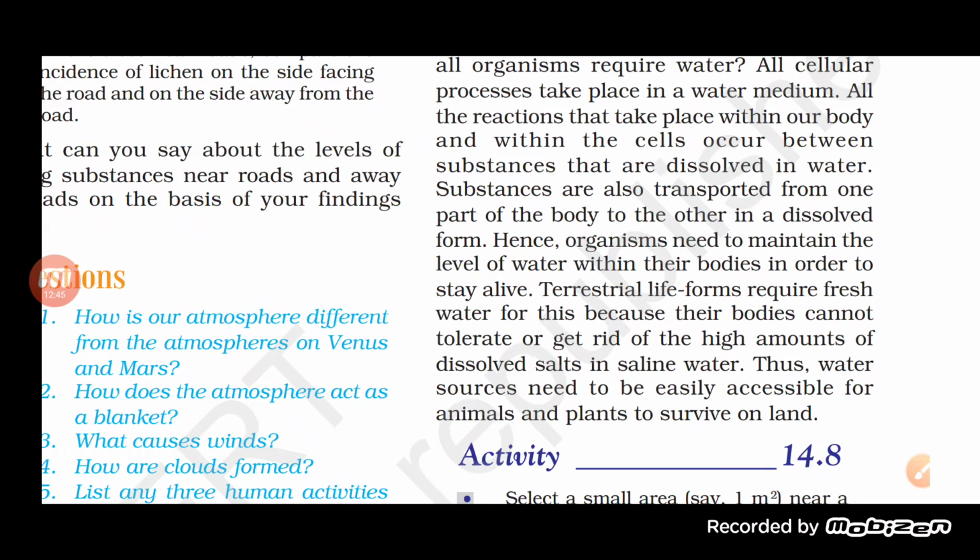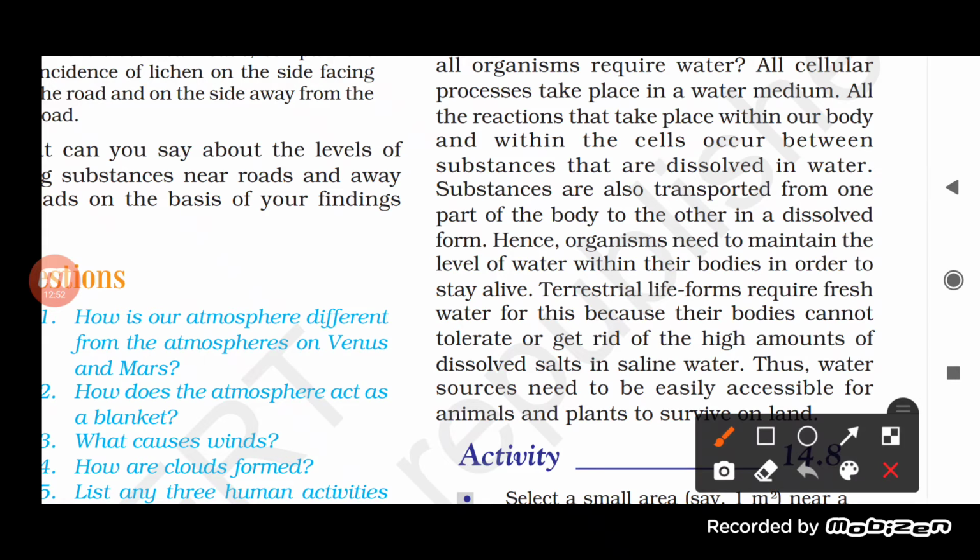So in water, everything gets dissolved, and due to this it can be transported from one person to another. Now see, the organism needs to maintain the level of water within the body in order to stay alive. Water is essential to make things get dissolved or transported. It is important that every organism has a good amount of water.